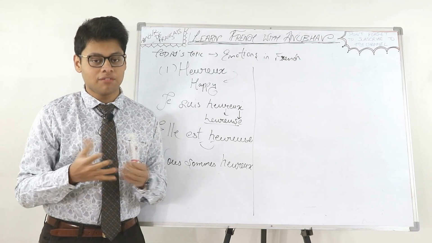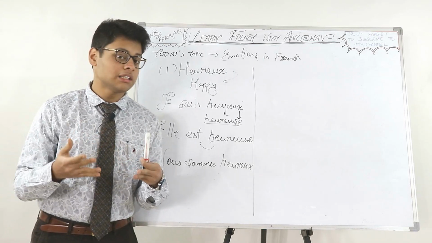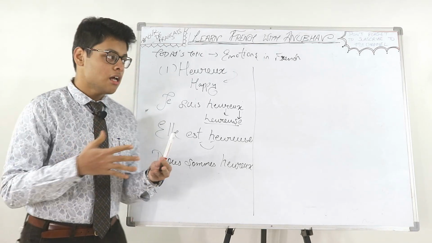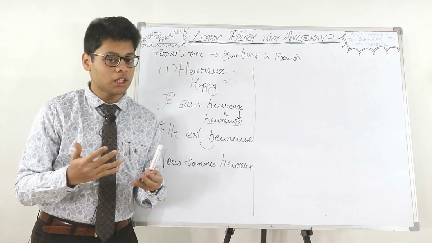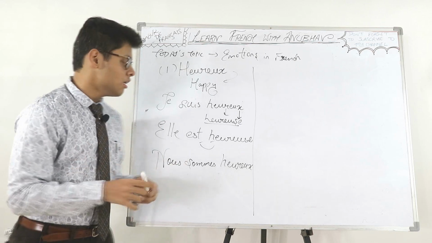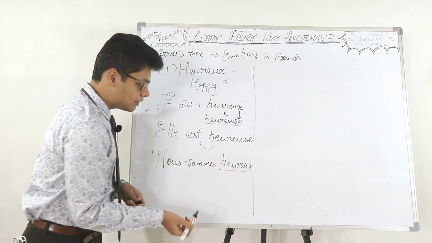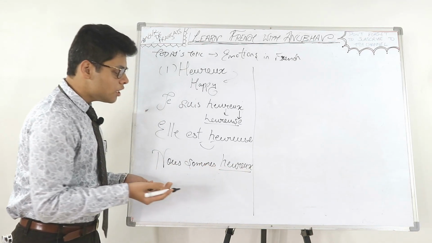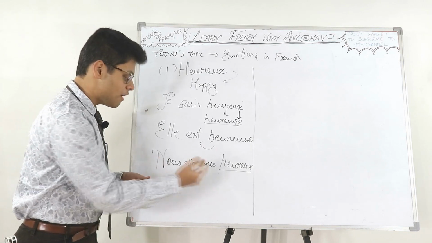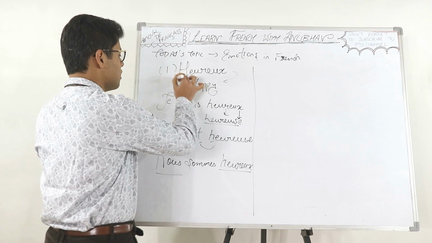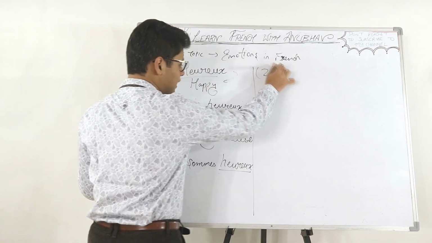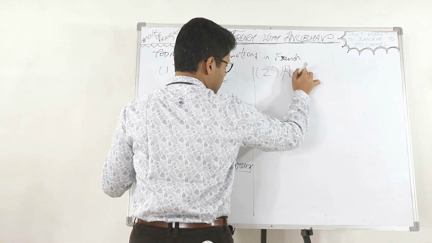The reason is that I have discussed earlier also, there are some words which end with S or X and they are written in the singular form, and if we have to convert them into plural, we don't need to add anything extra. Like heureux ends with an X, and we don't need to add any X or S at the end when we are writing with nous. That is the plural form.